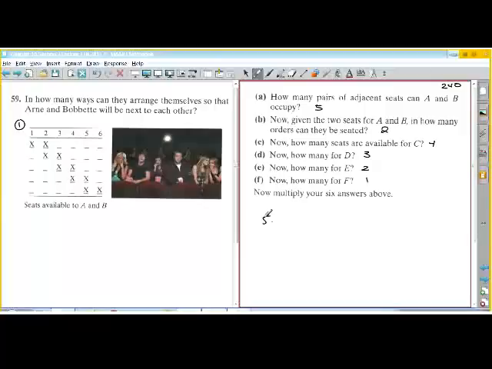And now you multiply all your numbers together, 5 times 2 times 4 times 3 times 2 times 1. And there are 240. So instead of 720 different ways to seat the 6 people without any restrictions, you only have 240 ways that you can seat everybody, but having Arn and Bobette next to each other.